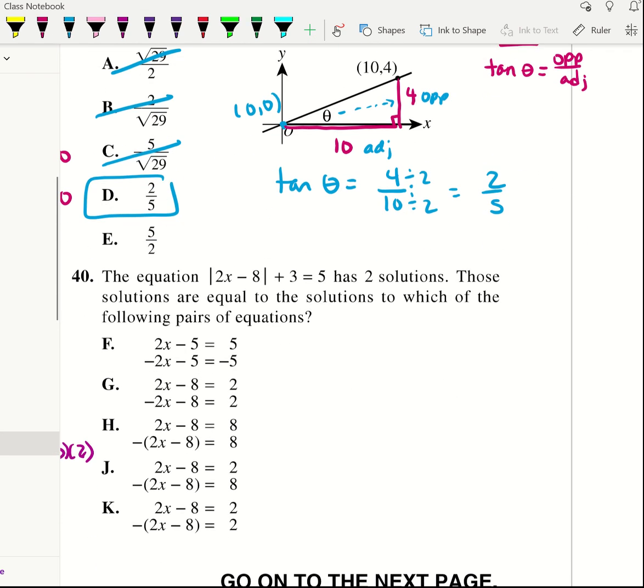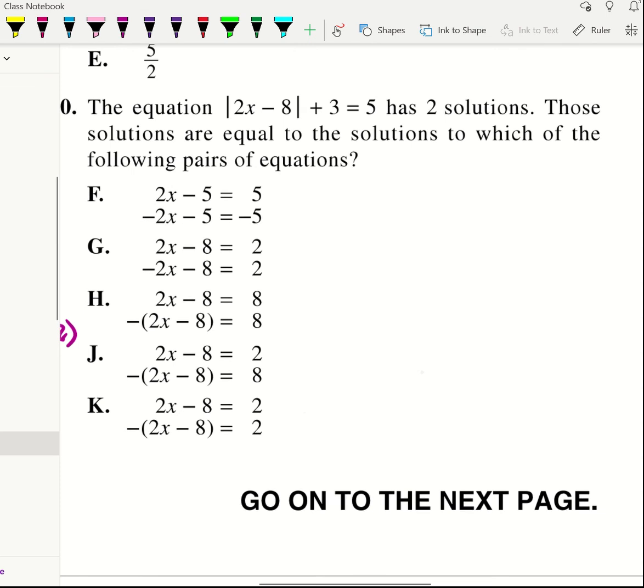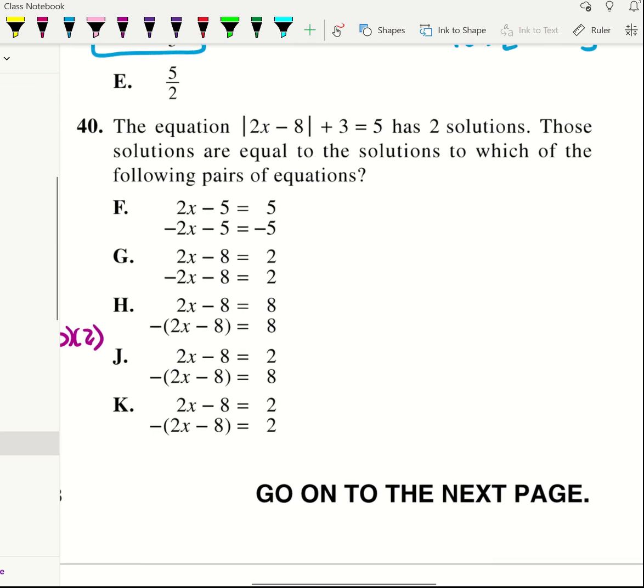Number 40, we have an absolute value equation, and it has 2 solutions, which they often have, but not always. We want to try to figure out which of the following equations below would have the same 2 solutions. So what I'm going to do is look a little bit more closely at this solution.